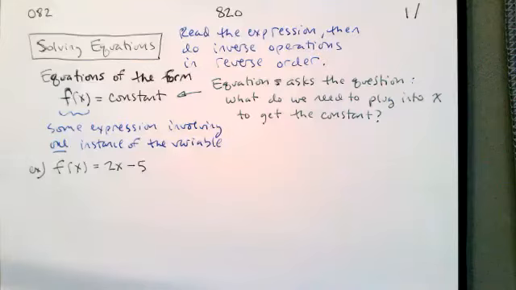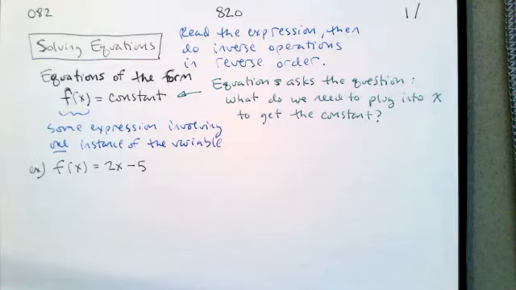The equations that we're going to be solving are going to have a particular form. There's going to be some function equals a constant. And by function, we mean just an expression involving the variable. What's particular to this method is that we're going to have one instance of the variable. The variable can appear many times in a function, but we care about some expression involving one instance of the variable. An equation is just asking a question. What do we need to plug into the x to get the constant?